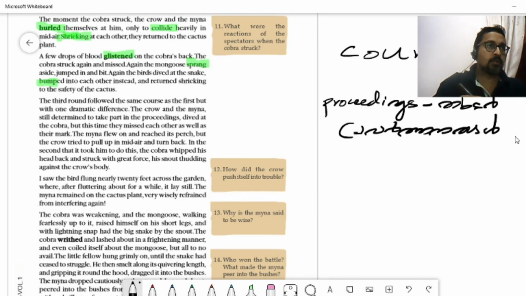They dived at the cobra, but this time they missed each other as well as their mark. Again they missed their mark. They were always trying to attack the cobra, but in vain. Every time they darted at the cobra, what happened? They missed their mark. They missed the aim and they collided with each other. This time also they collided with each other. The myna flew on and reached its perch.